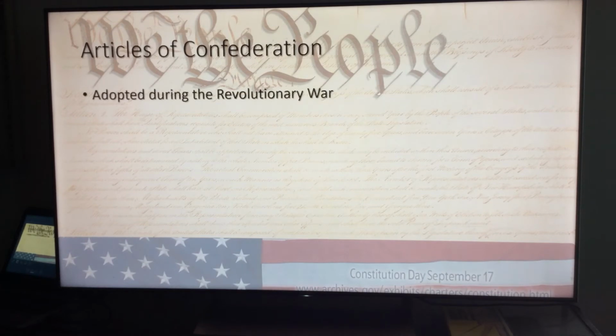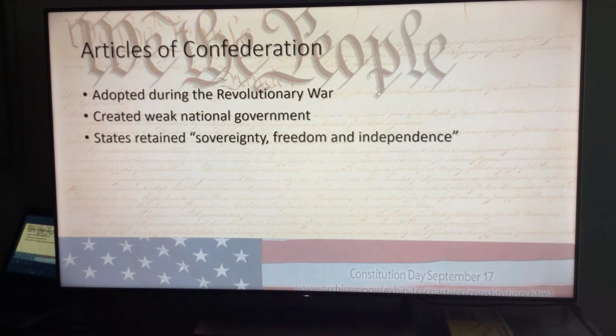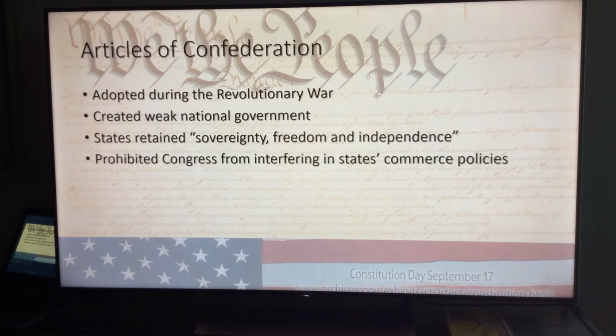Adopted during the Revolutionary War, they created a weak national government. States retained sovereignty, freedom, and independence. We thought of ourselves more as Californians before we thought of ourselves as Americans. That's the thinking under a confederation. Our state is more important than our unity with other states. The Articles prohibited Congress from interfering with states' commerce policies.